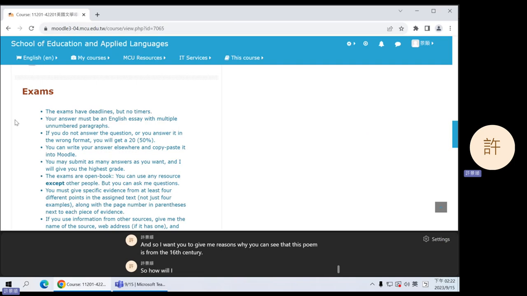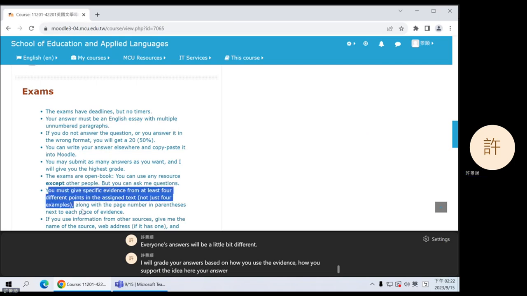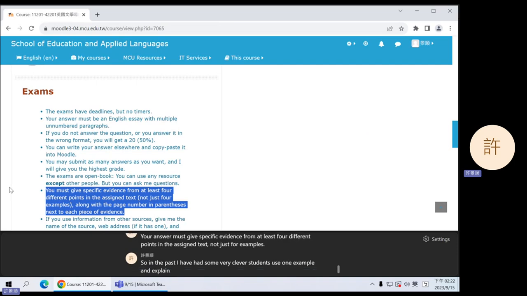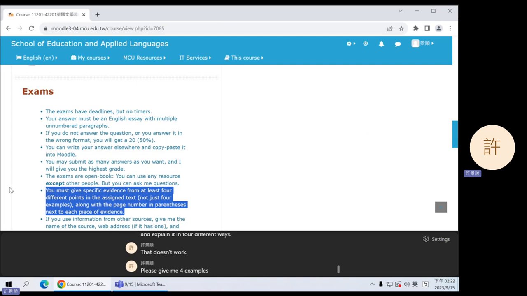So how will I grade your answer? Everyone's answers will be a little bit different. I will grade your answers based on how you use the evidence, how you support the idea. Your answer must give specific evidence from at least four different points in the assigned text, not just four examples. So in the past, I have had some very clever students use one example and explain it in four different ways. That doesn't work. Please give me four examples from different parts of the text.